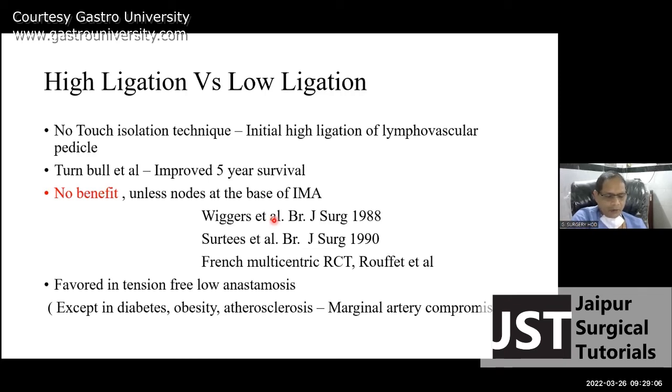Yes, sir. In your practice, you said that you could do either high or low. What do you do in your practice? Sir, unless there are major nodes at the base of the IMA, we do the low ligation, sir.